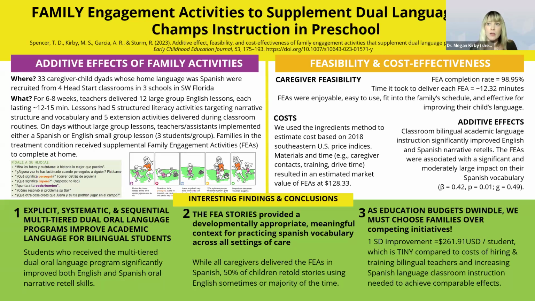And we used the narrative language measures, listening, Spanish, and vocabulary forms. And we also used a vocabulary measure on the top vocabulary that was covered in the FEAs. What we found was, everybody who got the tier 1 instruction improved significantly on both their English and their Spanish retells. But the FEAs, or family engagement activities, are the only thing that actually boosted Spanish vocabulary significantly.